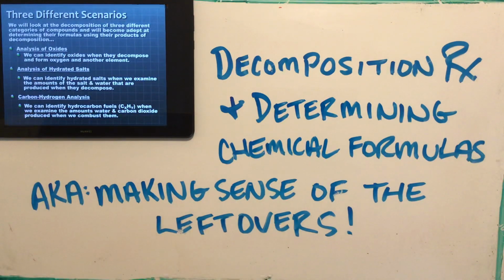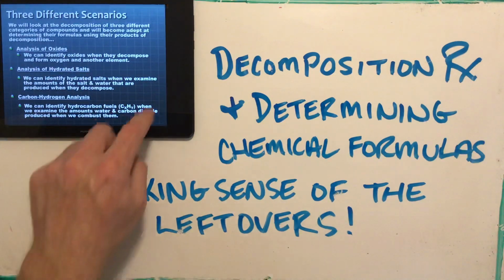And of course, we won't cover it today, but we will in another lecture. Carbon-hydrogen analysis. This is where we take a hydrocarbon fuel with the formula CxHy, right? And I put X and Y in here to represent numbers. So it could be C2H3, whatever it happens to be. And if you think about a combustion reaction and burning a hydrocarbon, we're bound to get carbon dioxide and water from that. So we'll be using the water and the carbon dioxide produced when we combust these hydrocarbon fuels to go back and tell us what the exact formula of the hydrocarbon fuel was. All right? Today, we are going to go over these first two, analysis of oxides and analysis of hydrated salts. This one we'll do in the next lecture.